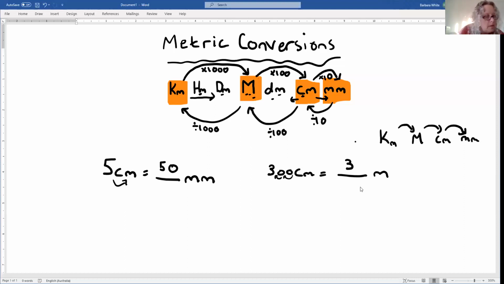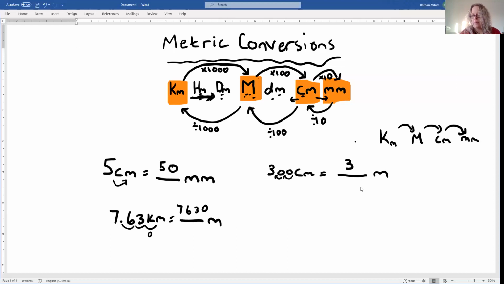If I'm doing 7.63 kilometers to meters, my decimal point is starting just after the 7, and it is moving in that direction 1, 2, 3 spaces, and obviously I'm going to have to put a 0 where that is. So it's going to be 7,630 meters. Now that's one way of doing it.